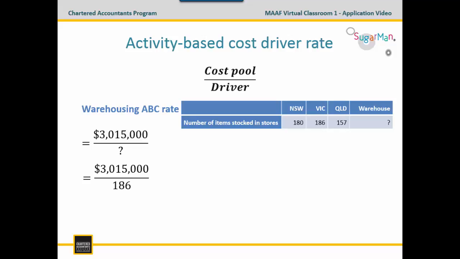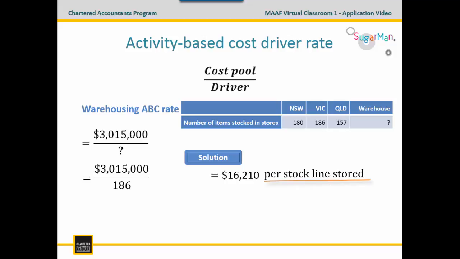So the answer is 186. This gives a rate of 16,210. Remember to always specify the cost driver as part of your answer. In this case, it is 16,210 per product line stored. This is the rate for our activity driver. Our activity was warehousing, and the thing that determines how much cost was incurred on warehousing was the number of product lines held in the warehouse.